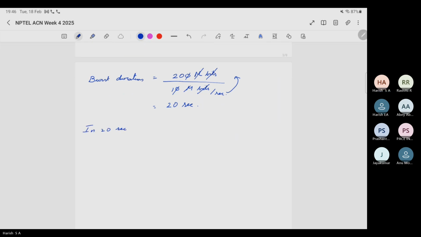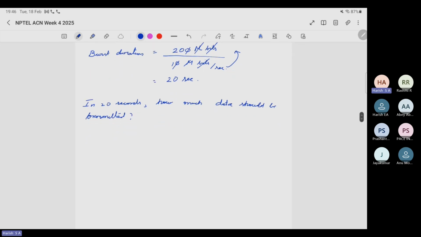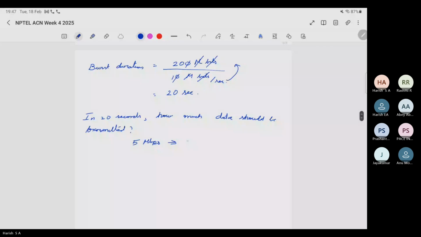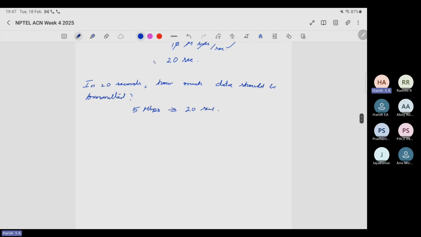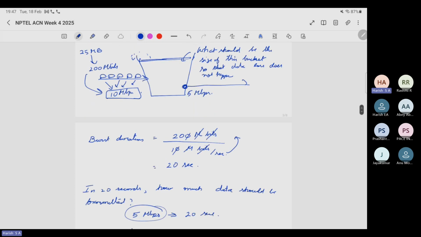In 20 seconds, how much data should be transmitted? So basically 5 Mbps should be transmitted in 20 seconds. So in the sense, the total amount of data that can be transmitted in 20 seconds at the rate of 5. I think I should have framed it differently. So this 5, where is this 5 coming from? This 5 is coming from here.